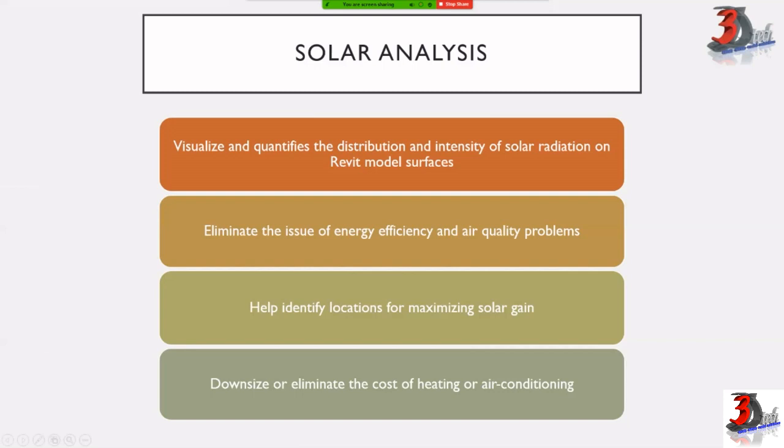So the function of solar analysis is to analyze how much of the sun's energy hits your site or your building. But this analysis does not measure illuminance, which is the light level. So Revit actually lets you perform two types of solar analysis. The first one is the solar study.